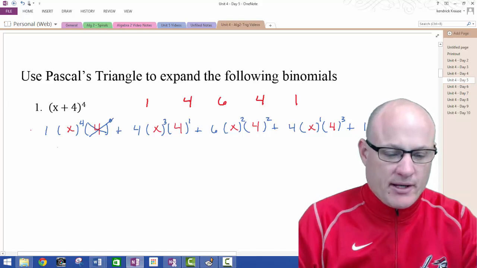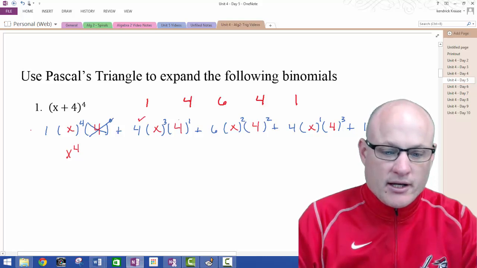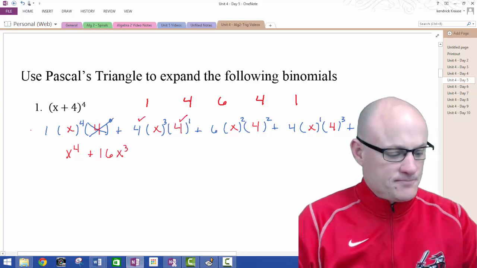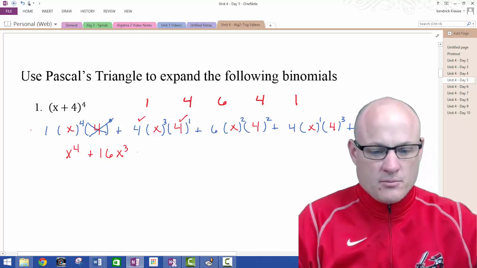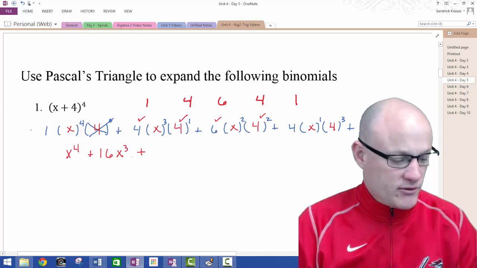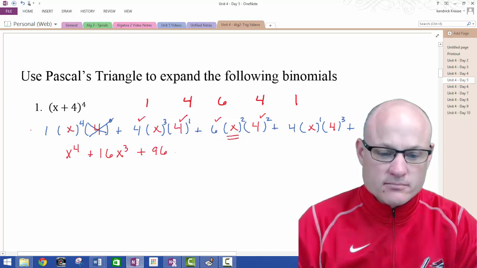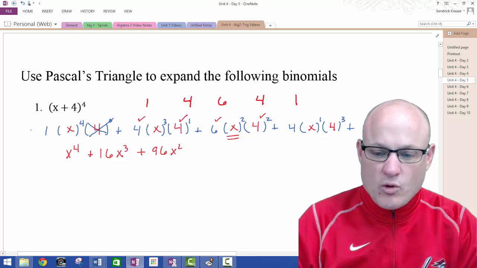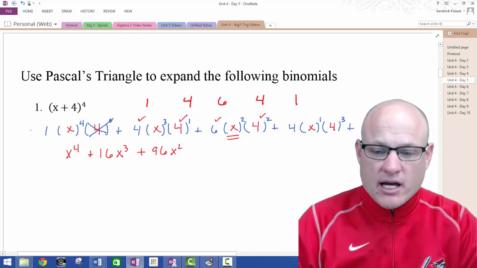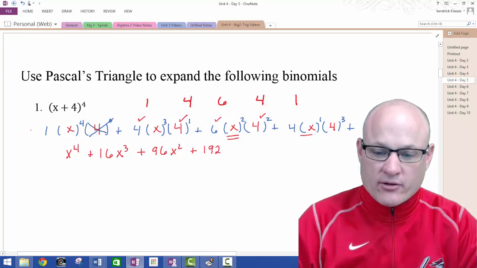So this binomial, when you expand it, will be x to the 4th. Now, I've got to take care of all the numbers. I got a 4. This is x cubed. And a 4. Well, that's 16. So plus 16x cubed, plus, now I've got a 6 and a 4 squared. That's 16. 16 times 6, that'd be 96 x squared. Then we've got 4 cubed, that's 64, times 4, that's 192. So plus 192, and there's just an x here.